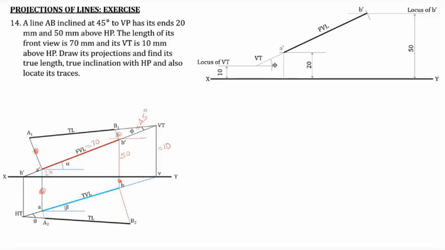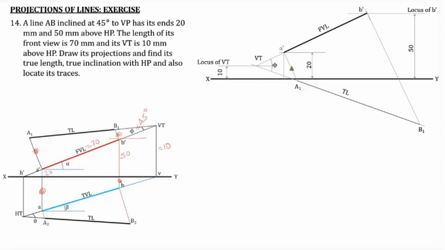Then through the vertical trace, mark an angle of phi, that is 45 degree here, and then draw the true length line, or the line in which the true length will lie. Then draw projectors or perpendicular lines from A dash as well as B dash to the true length line, and join these 2 points A1, B1 with a darker line. That is the true length.